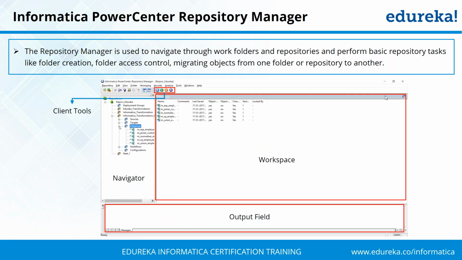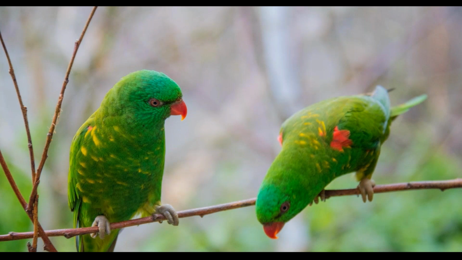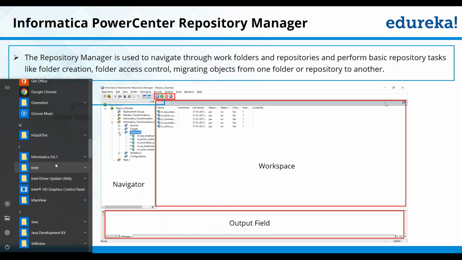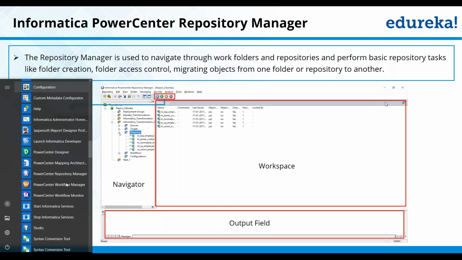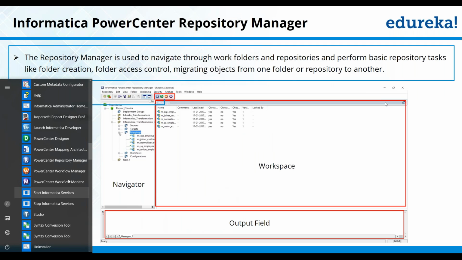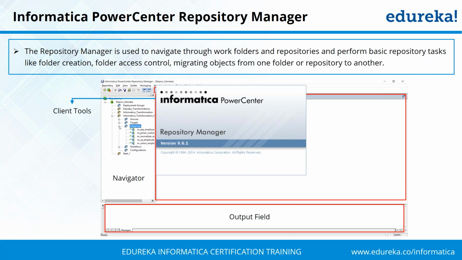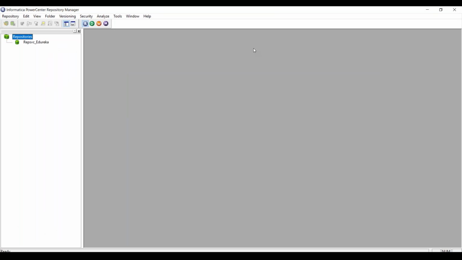So let me go ahead and launch my Repository Manager. You can either search for your Repository Manager, or you can go into your Windows, and if you come down to the Informatica folder itself, there you can find the complete Informatica PowerCenter tools. What we need is Informatica PowerCenter Repository Manager. Just click on it, and it is getting launched. The first thing we need to do is connect to our repository. You would have configured this while you were installing Informatica PowerCenter itself.